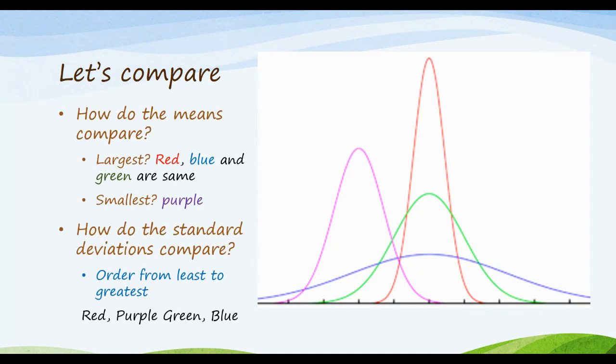So again, you guys can pause it here if you want to be jotting that down or checking if you were trying it on your own. Again, the main thing to note is do not go by how high or low they are to find the mean. Specifically, go by left to right. Obviously, you're looking at the highest point to find the mean, but remember, you're looking down here for the actual number. So that's why red, blue, and green all have the same mean.